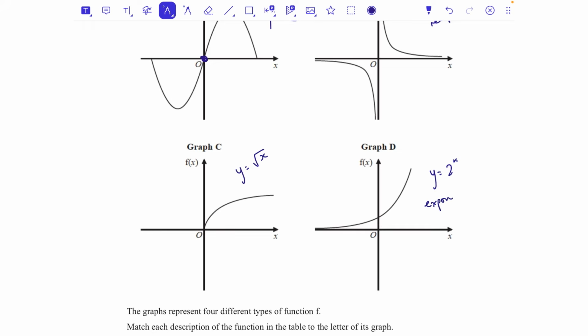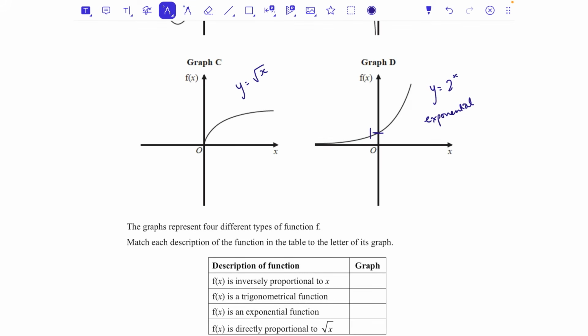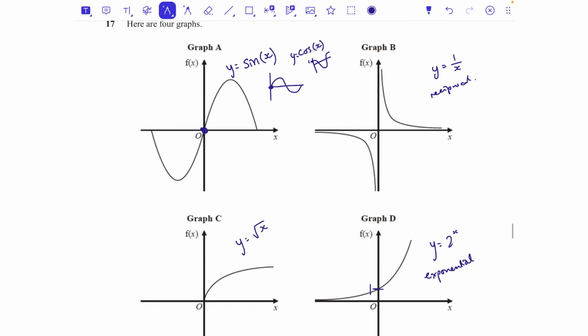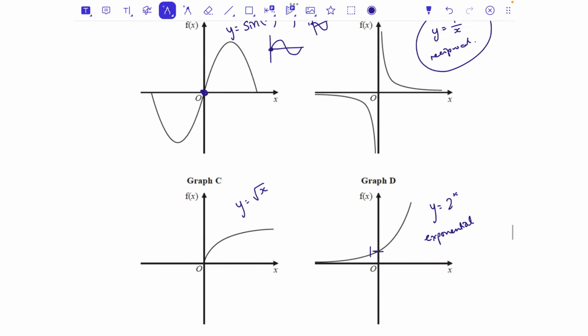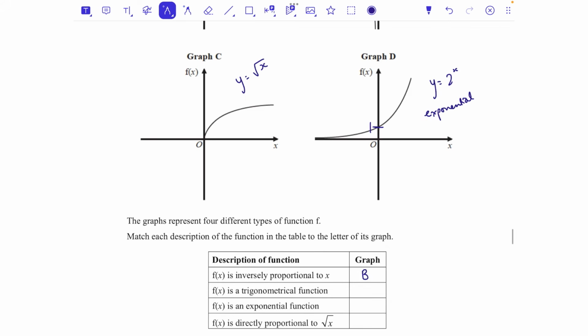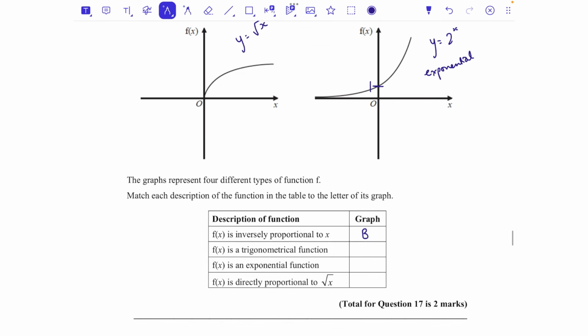So that one's exponential growth, and it would always cross at 1 unless there was another constant to consider. Okay, so inversely proportional to x, that's just going to be this one. As one gets bigger, the other one gets smaller, so that's going to be graph B. Trigonometrical, there we go. So we've got graph A for that one because it's a sine graph or similar.